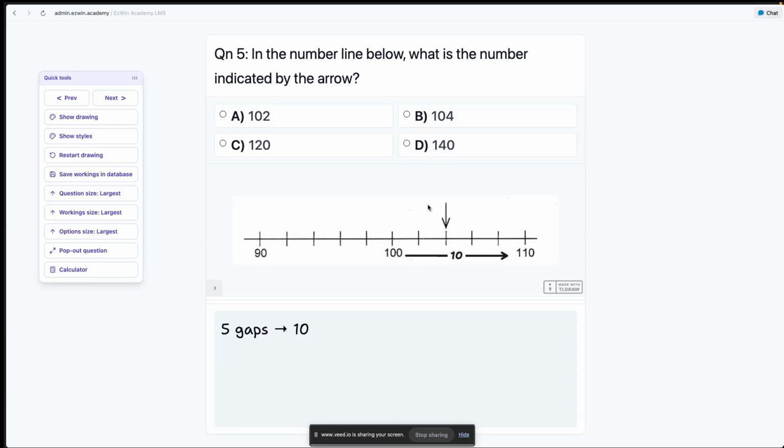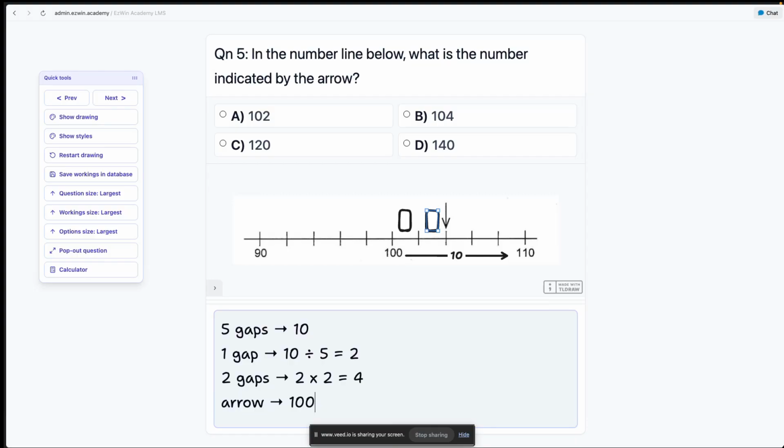And then for the arrow over here, how many gaps are there? So 1 and 2. So we can write down 1 gap is equal to 10 divided by 5 is equal to 2. And then 2 gaps is equal to 2 times 2 equal to 4. So the arrow, it's basically 100 because we have the 100 nearest to this arrow. And we can just plus 4. And this will give us 104. And there you go. So that's the answer. 104, which is option B or option number 2.